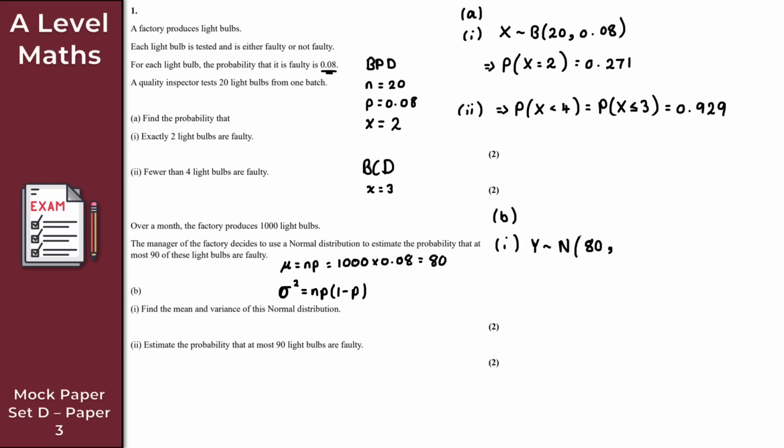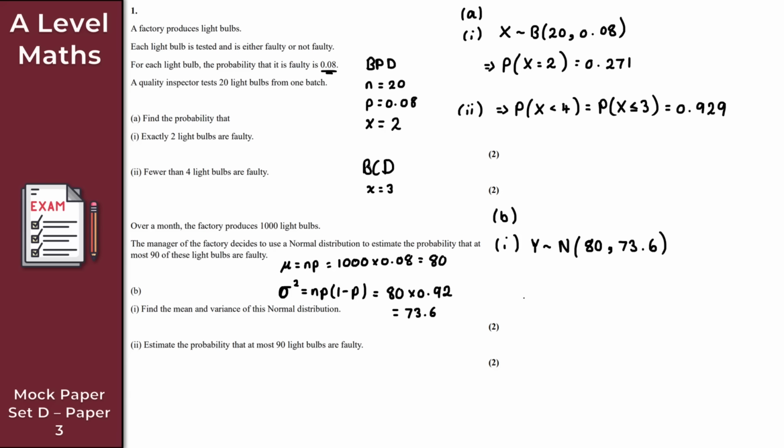And then for the variance here, it's going to be 80 because np is 80. But I times that by 1 minus p, so it's going to be 1 minus 0.08. We times that by 0.92. So 92% then of 80 here, that gives us 73.6 there. Okay, and that is the variance. So 73.6 there for the variance. Close that bracket. So that's our model here then for part B. So that's B part 1, giving us the mean and variance of this normal distribution here.